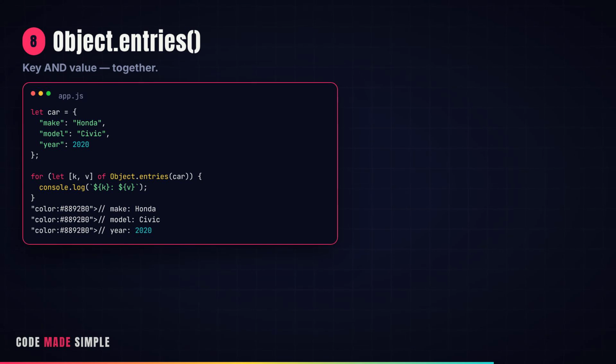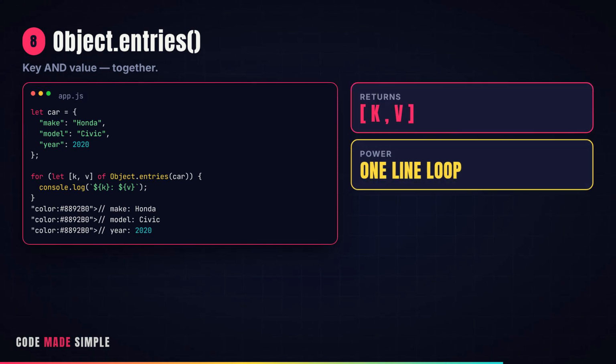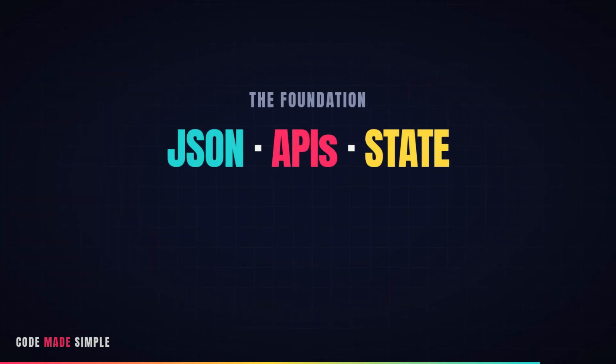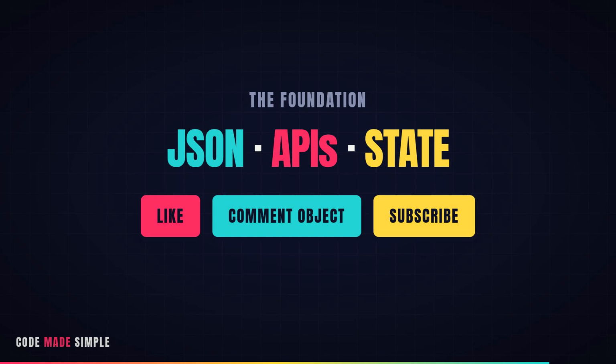Object.entries. The power move. You get both the key and the value in every loop. Destructure them into two variables and iterate the entire object in one clean line. Objects. The foundation of everything. JSON, APIs, React state, databases, all built on this one idea. Master objects, and you unlock the whole language.